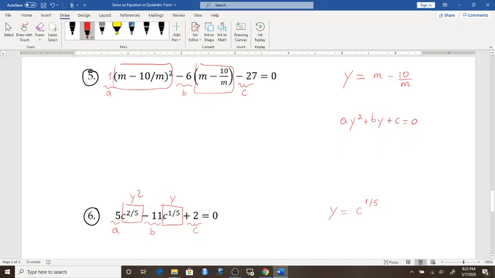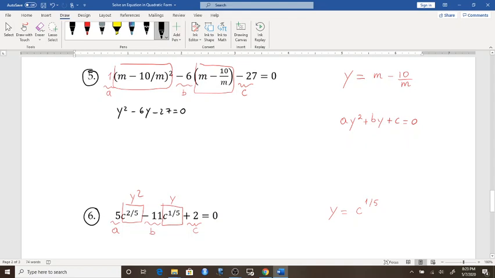Once you do that, you will write this equation as y squared minus 6y minus 27 equals 0. You will solve for y, and once you solve for y, you get two numbers, and these two numbers are going to be replaced here. Once you find y equals the first number and y equals the second number, you replace y with m minus 10 over m, and you try to solve for m. In this case, you will get a quadratic equation for m, and you try to solve the quadratic equation.